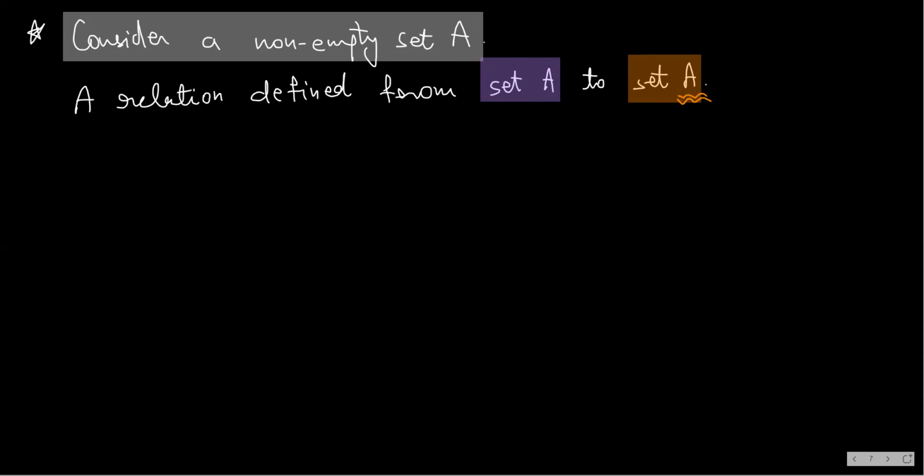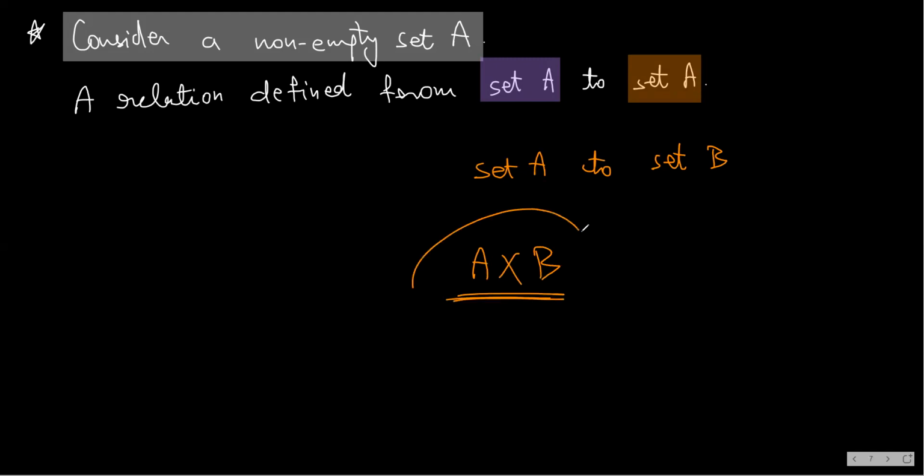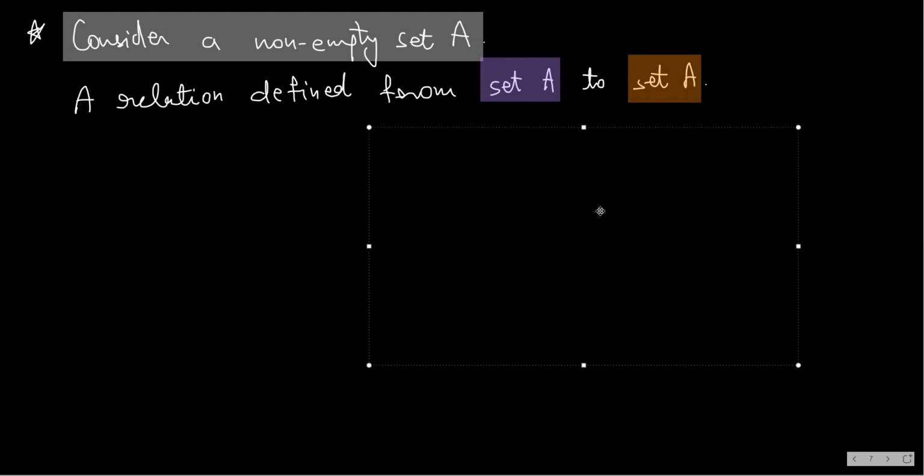Now remember students, when you define a relation from set A to set B, you know that such a relation is a subset of A cross B. It means a relation which is defined from set A to set A will be a subset of A cross A.